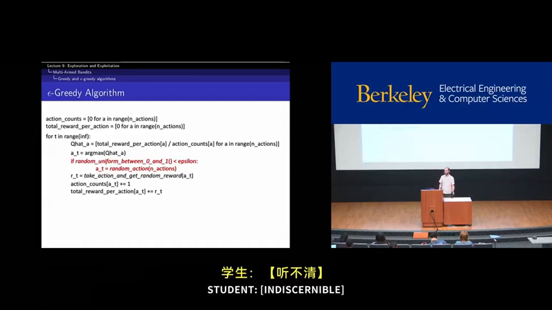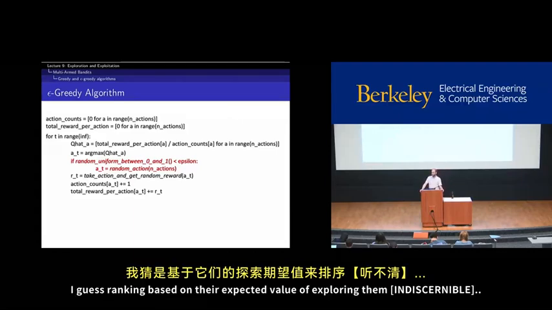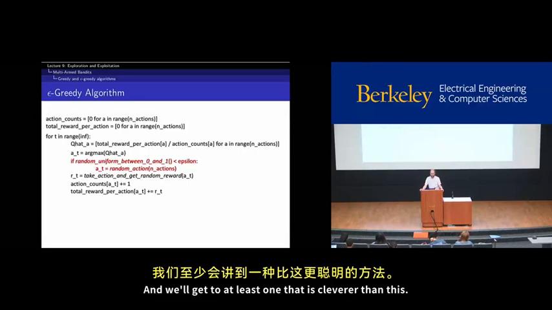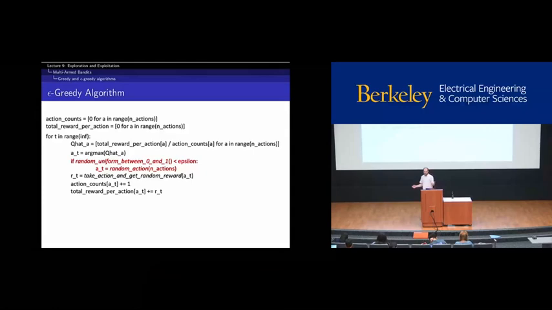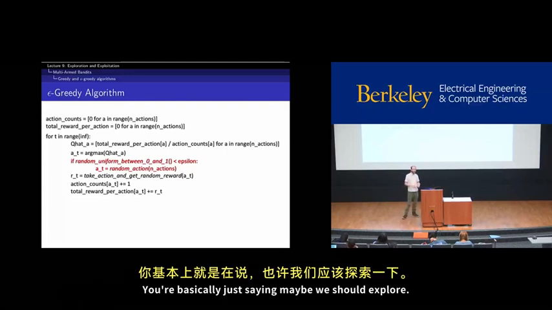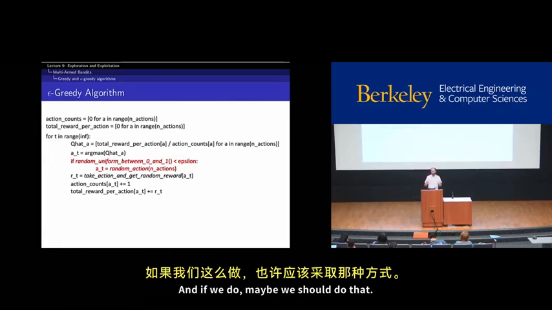Yeah. Instead of a random action, would there be any disadvantage to, for example, ranking them based on their expected value and exploring them further down the list? Yes, there are much cleverer things to do than this, and we'll get to at least one that is cleverer than this. This is like the most uninformed approach to exploration you could have, really. You're basically just saying, maybe we should explore, and if we do, maybe we should do that.